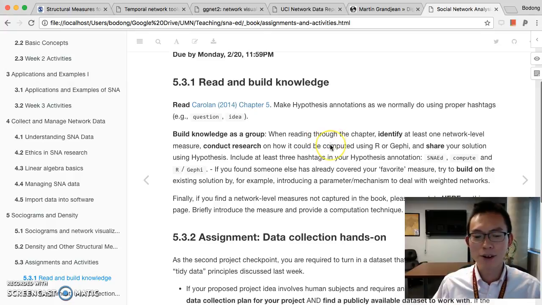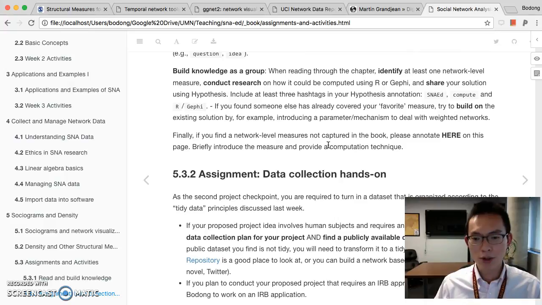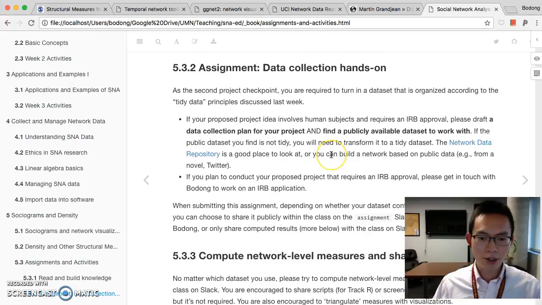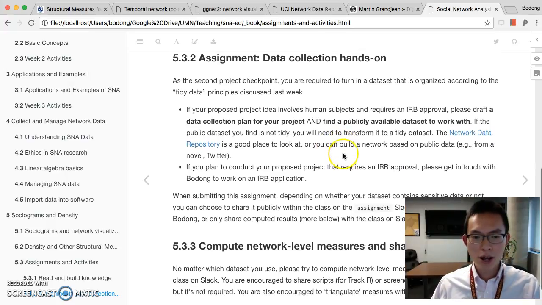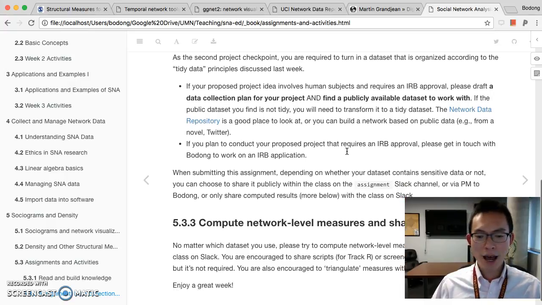And I think this is a fun way to build our knowledge together, because when you try to do it, you might think about it very differently compared to others. And hopefully we can have different perspectives that can contribute to this learning process, so that we can learn more as a group. And also the second part of the assignment is to do the data collection hands-on. You will find more information here. And if you have a question, again, feel free to post your questions in the Q&A channel of Slack.